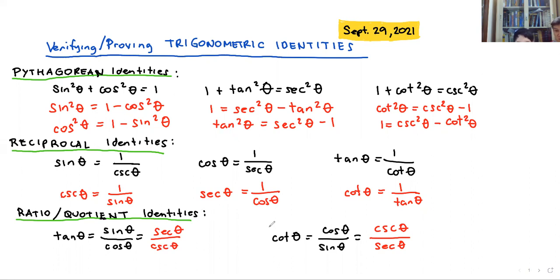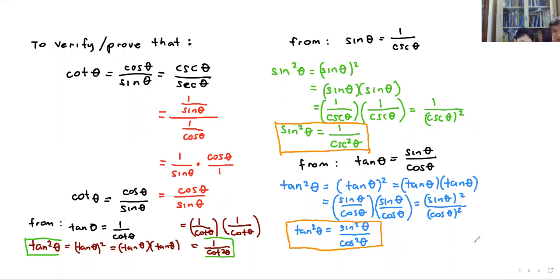The reciprocal of tangent is cotangent, so it is equal to cosecant over secant also. Aside from the basic quotient identity that cotangent is cosine theta over sine theta. So let's go to the next page. Here, I prove that cotangent theta, which is equal to cosine theta over sine theta, is also equal to cosecant theta over secant theta.